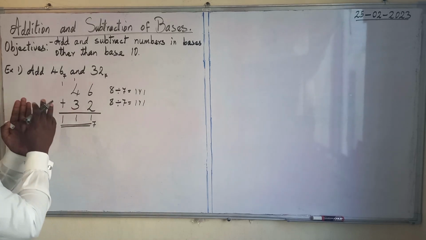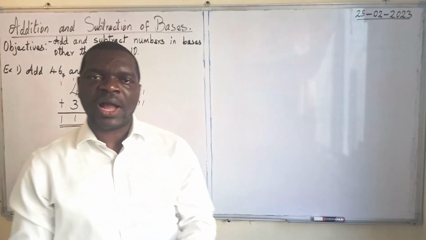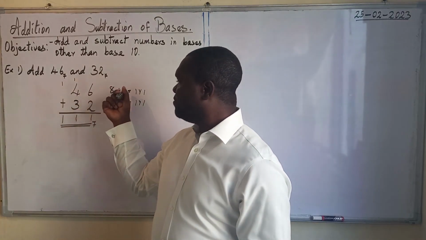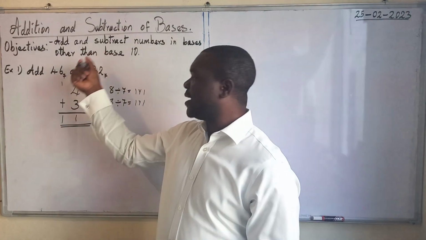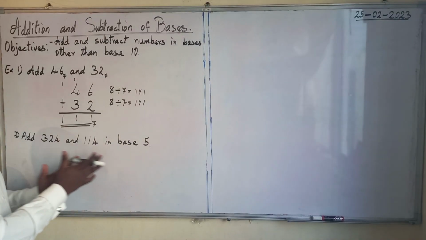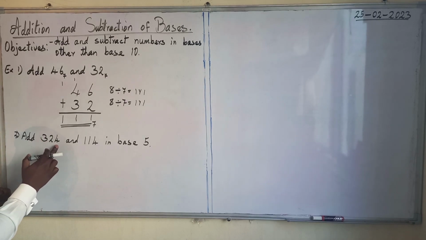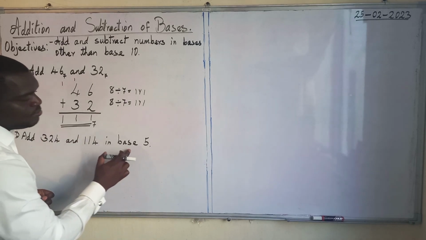So basically, this is what you are supposed to do. And remember, if the sum you have is more than the base, you divide by the base, take note of the remainder, and carry the whole number forward. Let's look at the second example. Our second example is in base 5. We are going to add 324 and 114 in base 5.